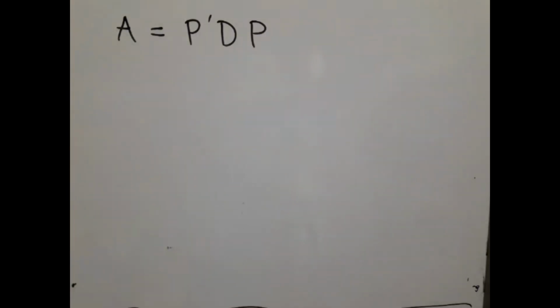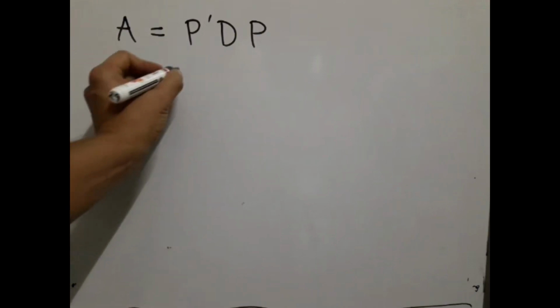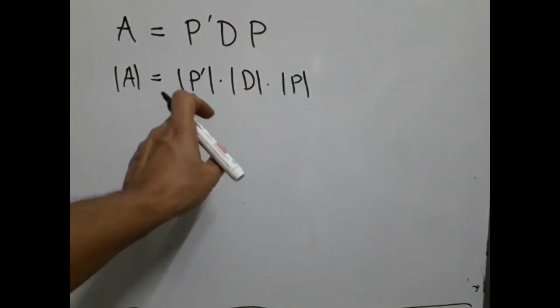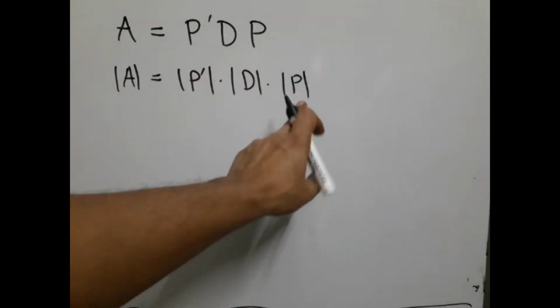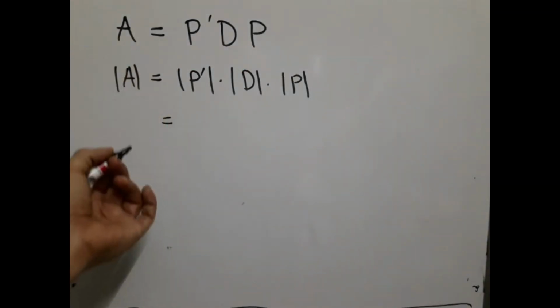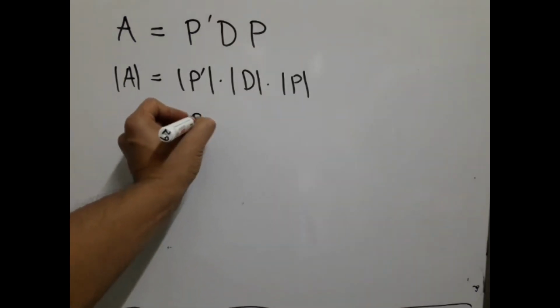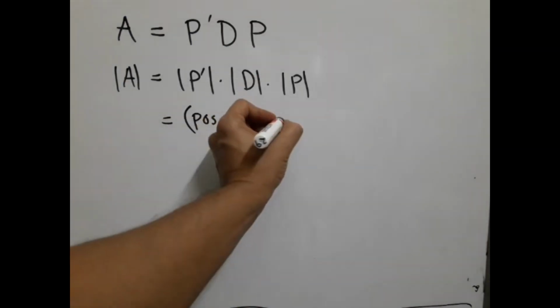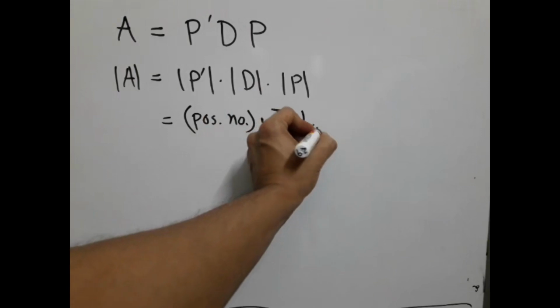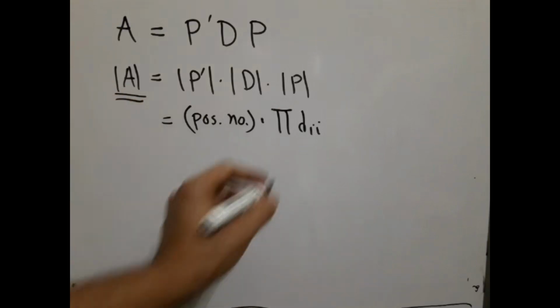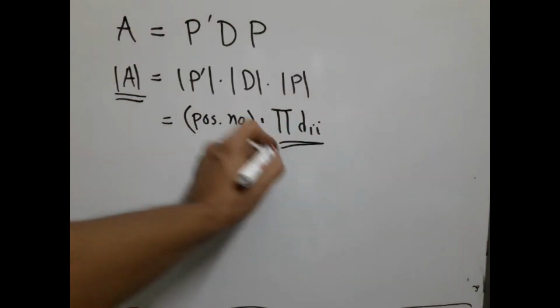Again, we start with A equal to P prime D P. Now we take determinant. So if I take determinant of A, I will get determinant of P transpose times determinant of D times determinant of P. Now remember, these and these are the same, and this is something which is non-zero. So it is going to be some strictly positive number. So I will write some positive number times determinant of D, and that is simply the product of all your d_ii's. So you can see that determinant of A is basically a positive number times the product of all these.